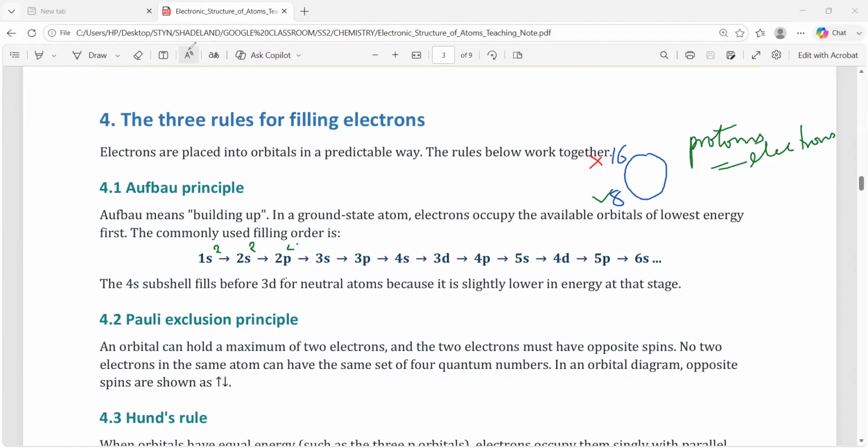Why are we putting all the 4 here? That 2p can take 6. That means it can even take more than the remaining electrons we have. That means the electronic configuration of oxygen is 1s2, 2s2, and 2p4. Is that clear to everyone?